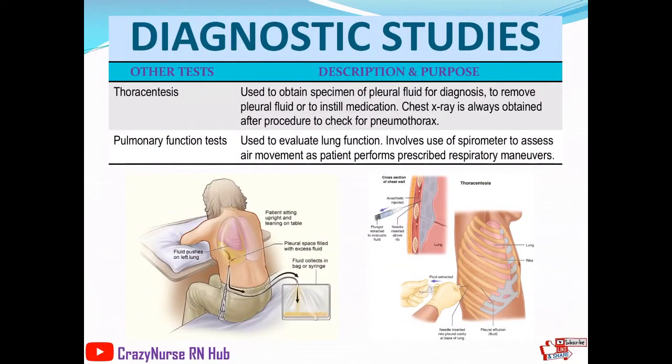Next, we have your thoracentesis. It is used to obtain specimen of pleural fluid for diagnosis, to remove pleural fluid, or to instill medication. Chest X-ray is always obtained after procedure to check for pneumothorax.